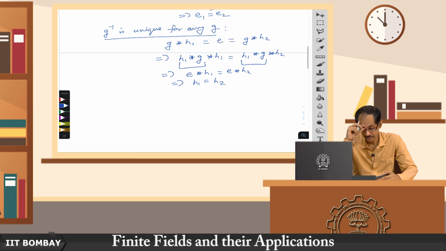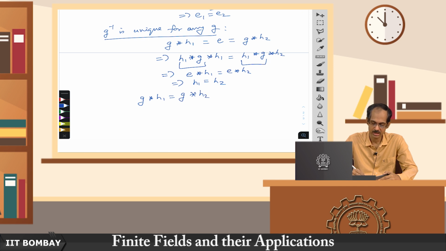Now, in both these proofs we have used a very simple technique, which basically says that if you have G star H1 equal to G star H2 in a group, it implies that H1 is equal to H2, and this we get by multiplying by G inverse on the left hand side. G inverse star G star H1 is same as G inverse star G star H2. So, this part is E, and E star H1 is H1, this part is also E, E star H2 is H2, and that gives us H1 equal to H2.